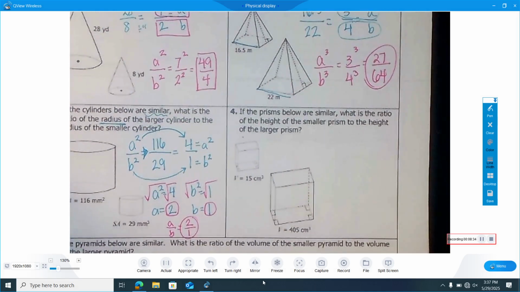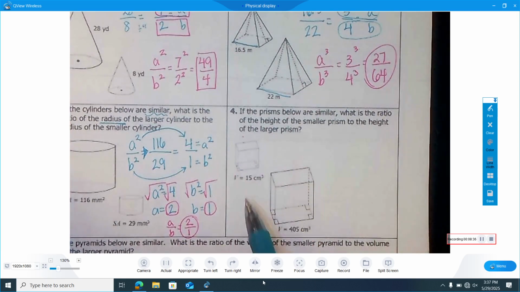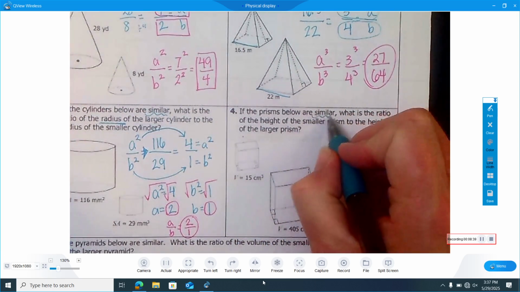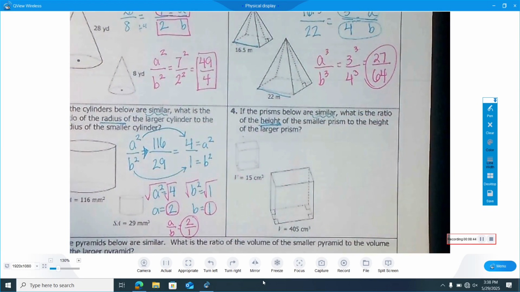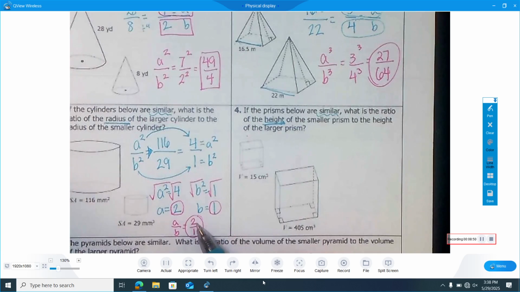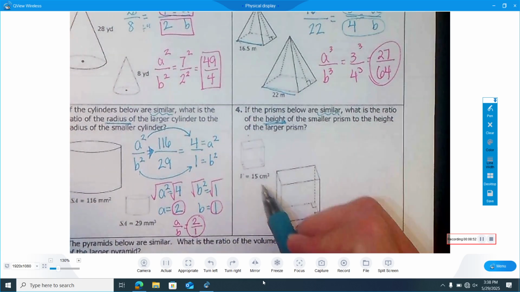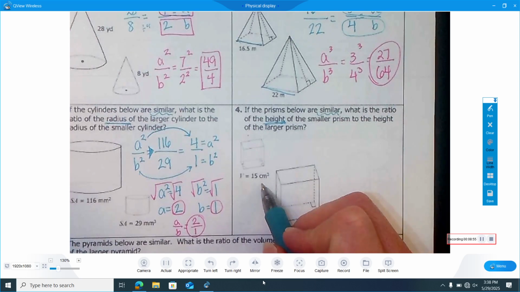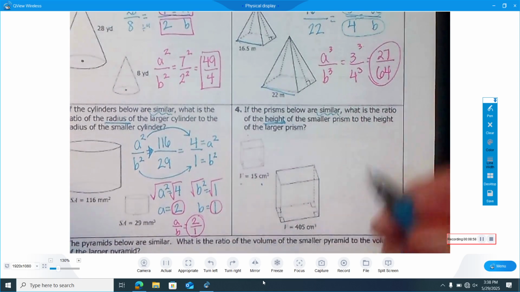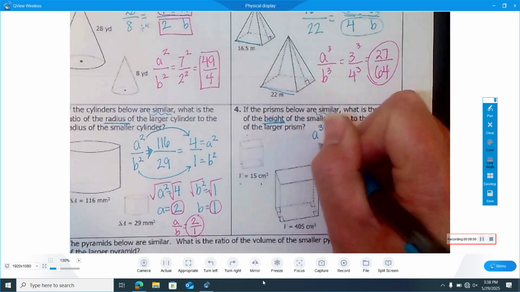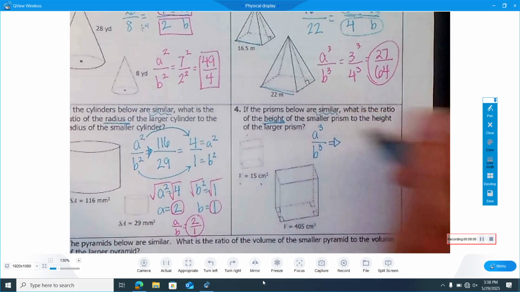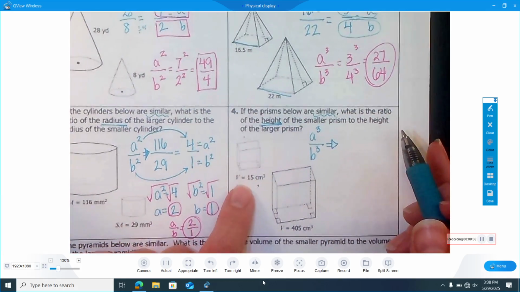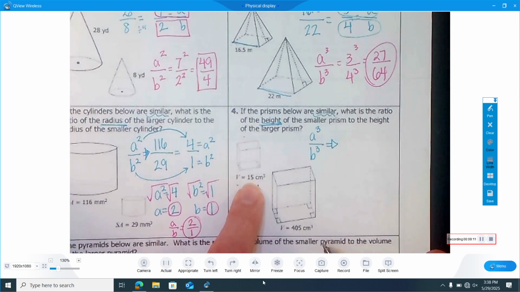Let's try number 4. On number 4, they have given us volume. They are similar prisms. What is the ratio of the height? So again, we just want the heights. And again, those are linear. So we, again, are trying to just figure out the A and the B, just like on the last one. But we're starting with volume information. So volume is our scale factors cubed. So to figure out the A and the B, we're starting here with these cubic A's and B's because they gave us volume.